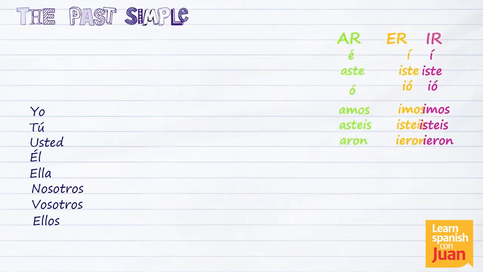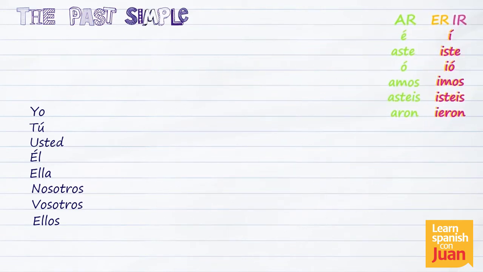Notice that the set of endings for er and ir are the same. Well, that's quite nice, isn't it? There are only two types of irregular verbs. The first one is verbs that change a vowel, and they only change in the third person. This is the form for usted, él, ella, and ellos.